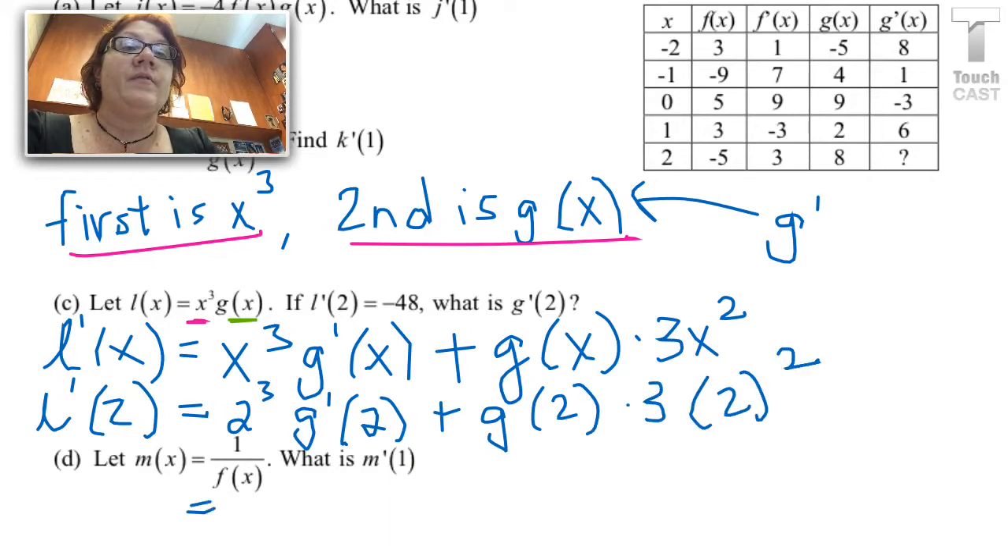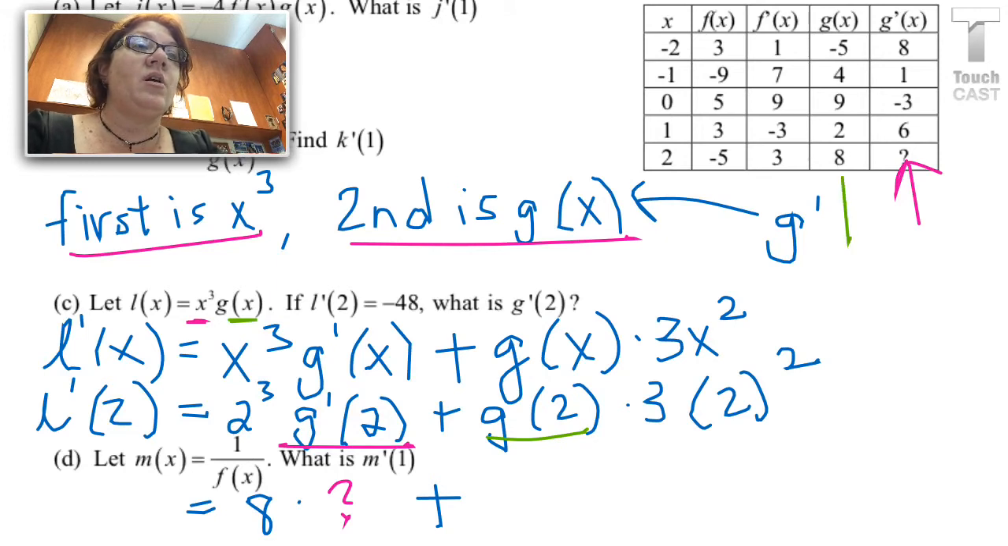And then I have 8 times, so now g prime of 2, I have to go look in the g prime column. I don't know what that is. It's a question mark. Fine, I'll put a question mark there. And then for g of 2, I have to go look in the g column. Oh, thank goodness it's there. I was about to have a seizure. So that's 8 times, and then I'd have 12 here.